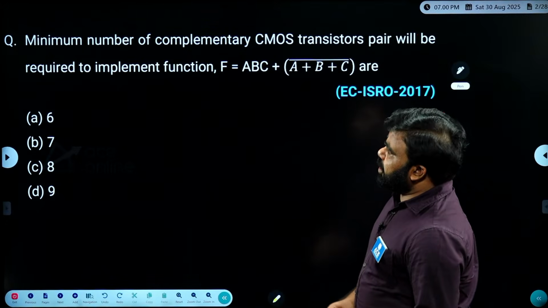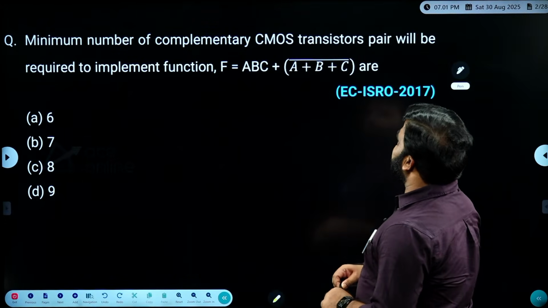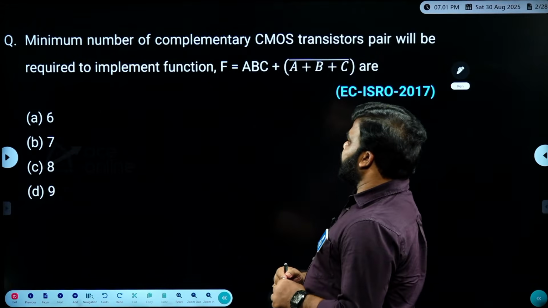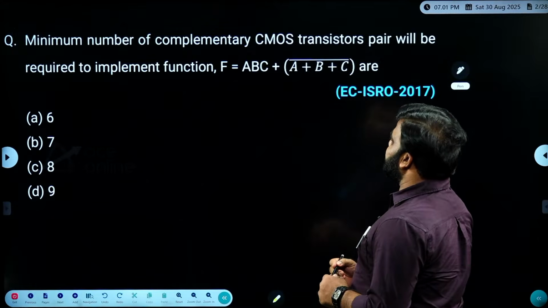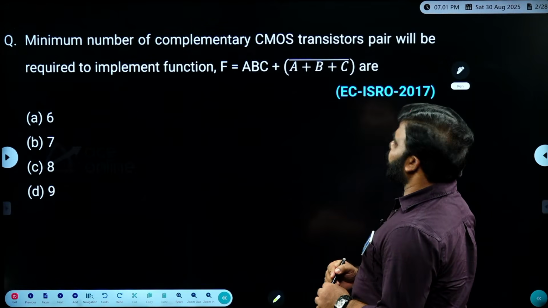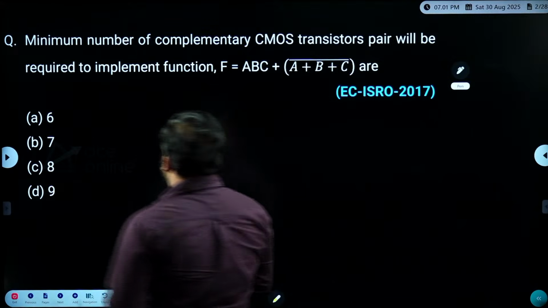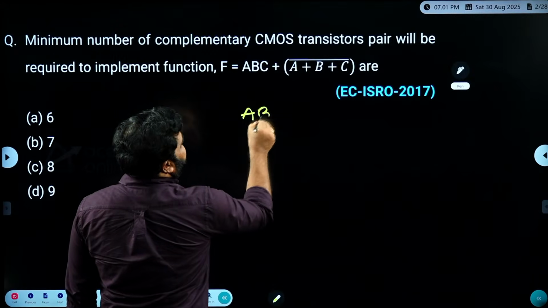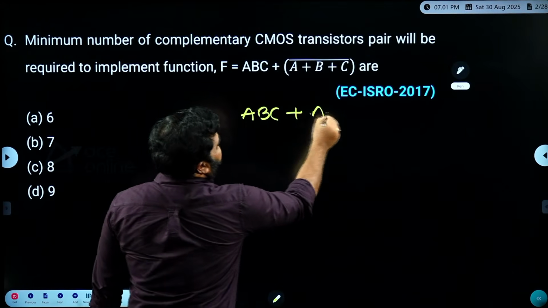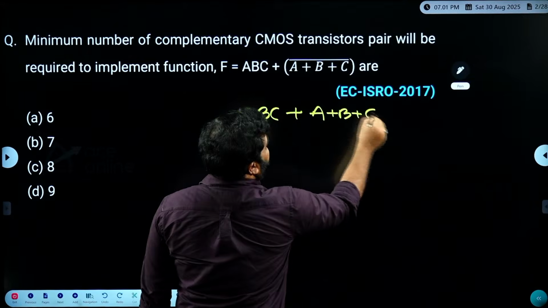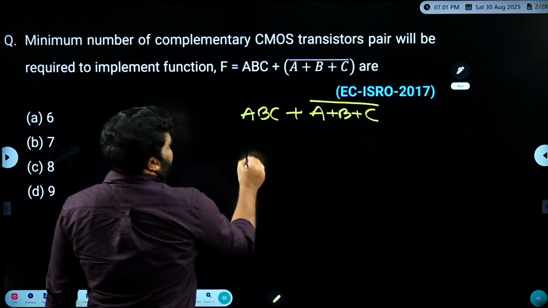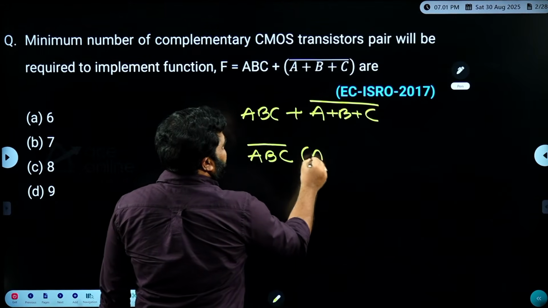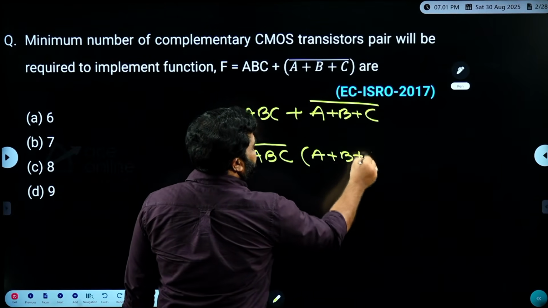Let us see first question. Minimum number of complementary CMOS transistor pairs required to implement function f equals to ABC plus A plus B plus C whole bar. So, let us rewrite this function ABC plus A plus B plus C whole bar. I can rewrite it as ABC whole bar and with A plus B plus C whole bar.